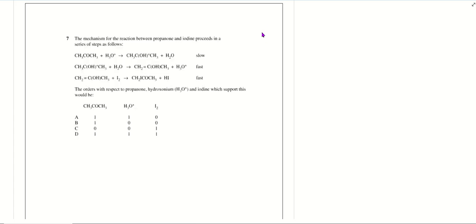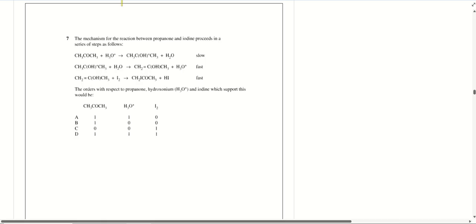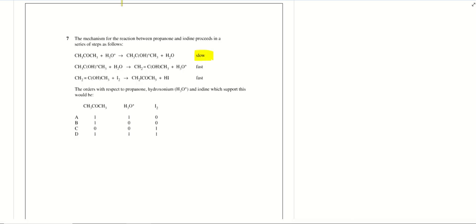So this question here goes back to the 5th video, which was about mechanisms, and you've got to work out the orders with respect to propanone, hydroxonium and iodine. So the key thing here is we have a slow step, and in our slow step we have 1 mole of the propanone, so that must be first order. So we can either go A, B or D for that one.